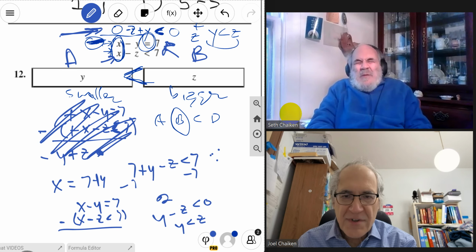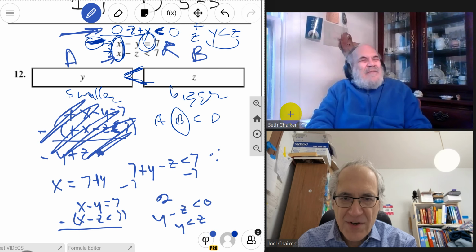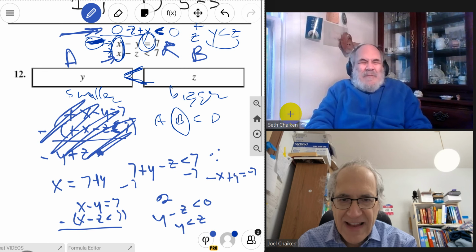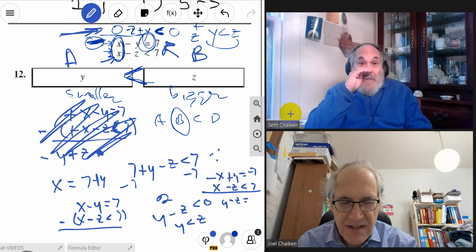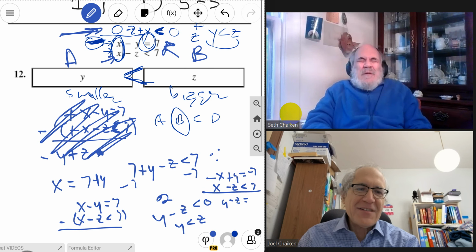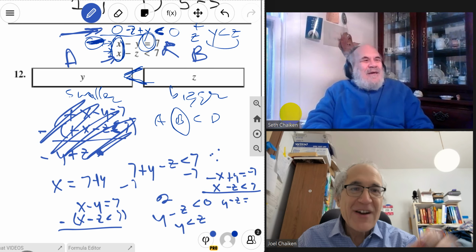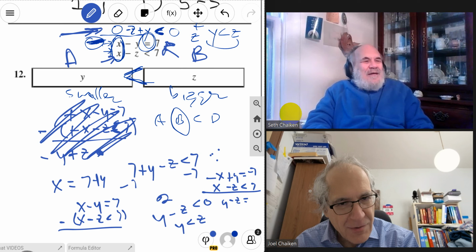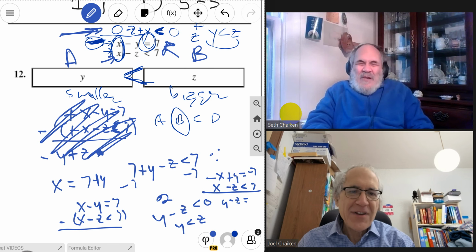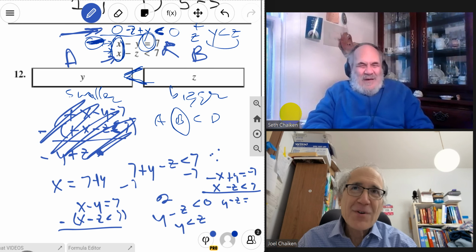Oh, so in other words, you say that it's safer to do -x plus y equals -7, and then add x minus z less than 7. You add these, and then you get y minus z. But what? See, I've never done this before. I've never added two relations, one an equality and one an inequality. Never did that in my life before.